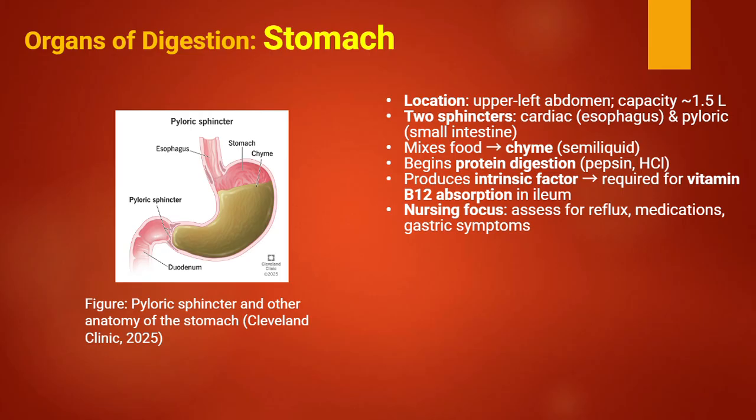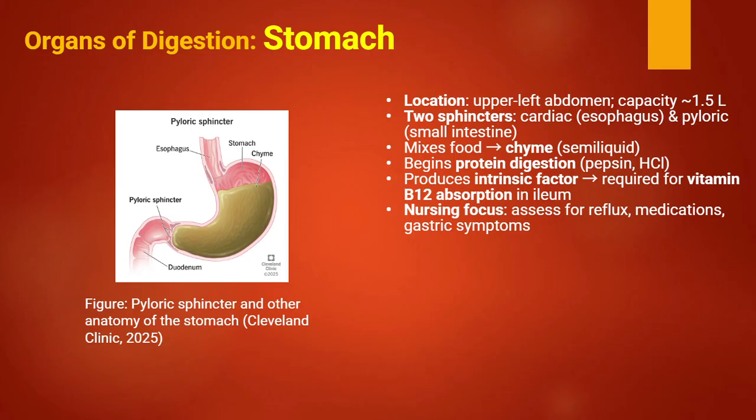Another key function of the stomach is its role in vitamin B12 absorption. Although absorption does not occur in the stomach itself, the stomach secretes intrinsic factor, a protein essential for vitamin B12 absorption later in the small intestine. Without intrinsic factor, patients can develop pernicious anemia.